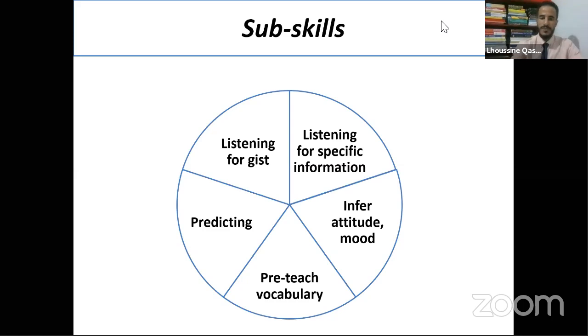Great. Now, pre-teach vocab. Is it before or during or after listening? Pre-teach vocab. This one.